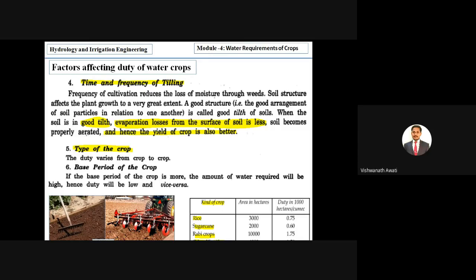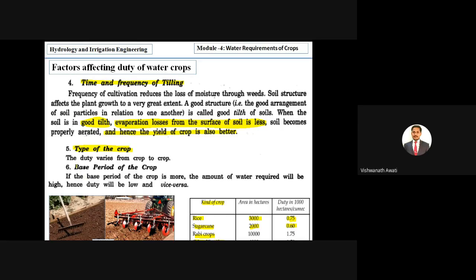Rice, as we know, requires more water. You can see here the area in hectares and the duty, 0.75, in 1000 hectares per cumec. Sugar cane is similar. So duty varies from crop to crop. Different crops have different duty requirements. Sugar cane and rice are commercial crops and require more water.